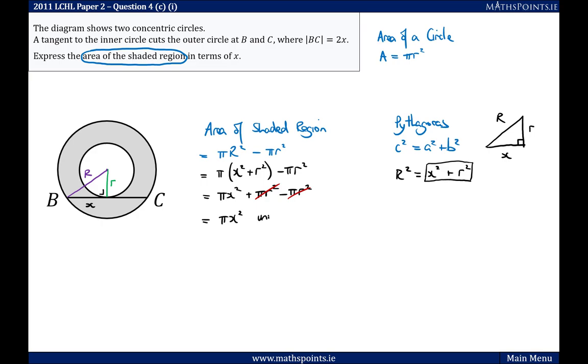And then just make sure to write down units squared. If it was centimeters, we'd say centimeters squared. Whatever the units might be, area is expressed as the unit squared. Okay, so that's the first part of the question.